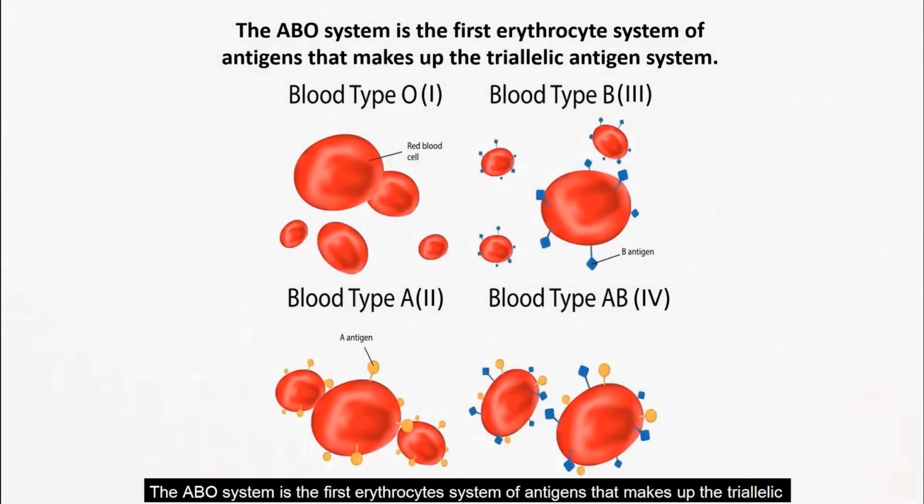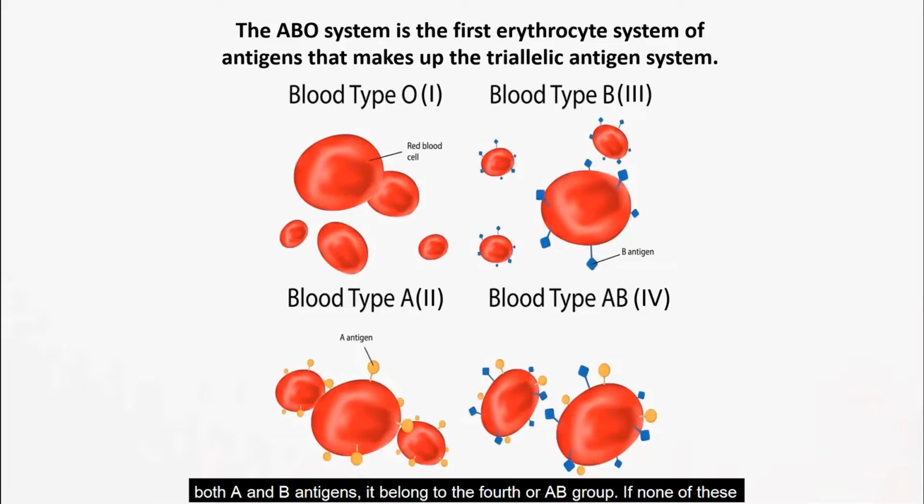The AB0 system is the first erythrocyte system of antigens that makes up the triallelic antigen system. This system is the most well-known and used to designate blood groups. According to this system, erythrocytes can contain on their surface two different antigens, A and B. Erythrocytes containing only antigen A are called erythrocytes of the second group, or A group, only B the third group, or B group. If the erythrocytes contain both A and B antigens, it belongs to the fourth, or AB group.